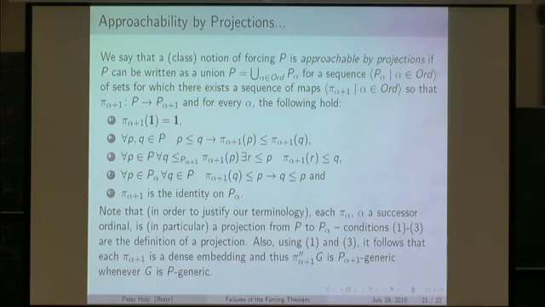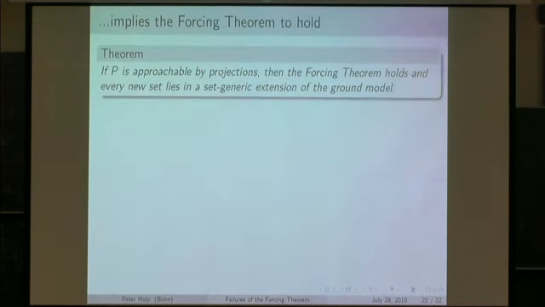And as I already mentioned, by conditions 1 to 3, the pi_{alpha+1} are projections. And we also get that if you have a generic filter G for the forcing P, then the images of G under the projections are generic for those initial segments. And so this is sufficient for the forcing theorem to hold. So the theorem is that if P is approachable by projections, then the forcing theorem holds. And moreover, every new set is in a set generic extension of the ground model, namely, it's in a generic extension by one of the P_alphas.